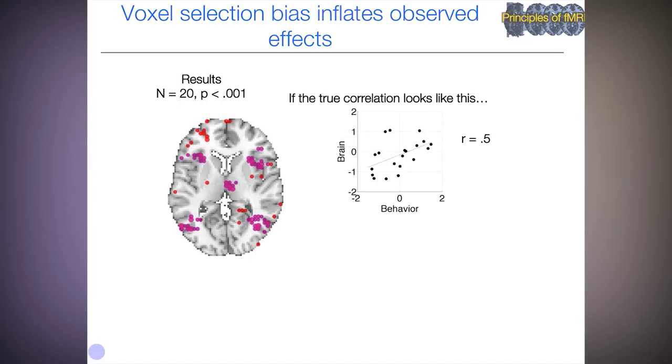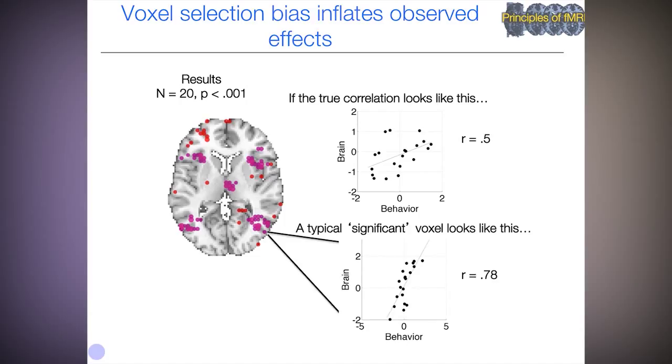And if the true correlation looks like this, in this simulation, in the areas that are truly activated, the purple areas, this is the true correlation on average, 0.5. So that's the ground truth. But I'll always see something stronger. A typical significant voxel will be correlated about 0.8. So there's some signal there, but it's not as strong as it looks.